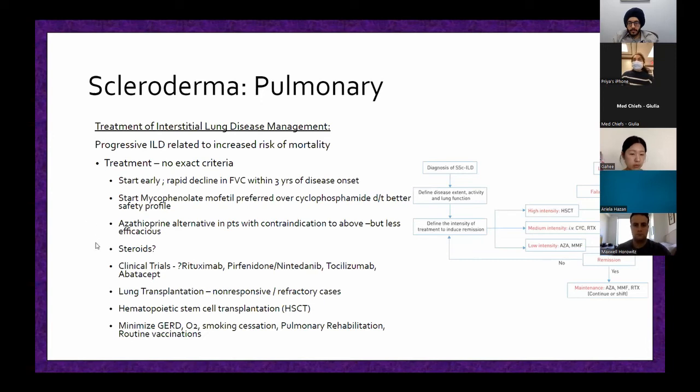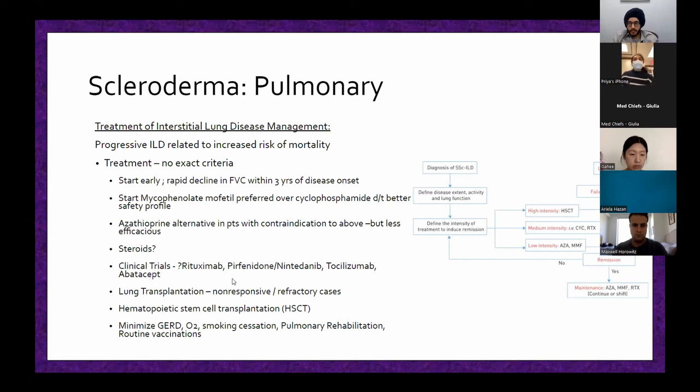So with interstitial lung disease, again, you want to start treatment early. The FVC sometimes declines rapidly. Mycophenolate is the agent of choice. Cyclophosphamide if things aren't looking so good. Azathioprine is another possibility. We do have patients with scleroderma on steroids if they have ILD. It's not like we can't use them. We just have to be careful how much.